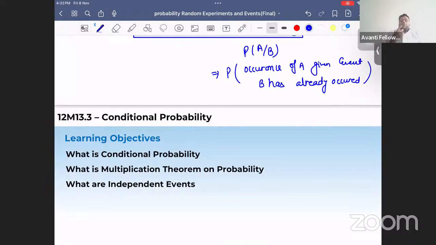Like if you are throwing a dice, the chances are getting 1, 2, 3, 4, 5, 6. Now somebody clearly mentioned that it is an even number. Am I clear? Now, what is the probability of getting 2? If somebody has mentioned correctly that it is an even number, that means my sample space is not now 1, 2, 3, 4, 5, 6. Now the sample space is 2, 4, 6. Out of that, what is the probability of getting 2? It is 1 by 3. Am I clear?